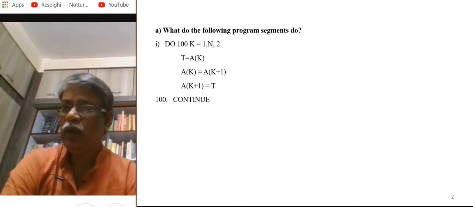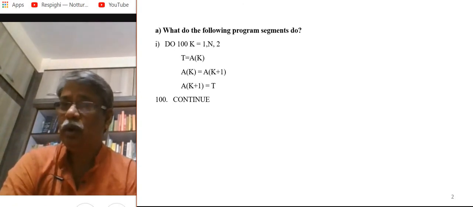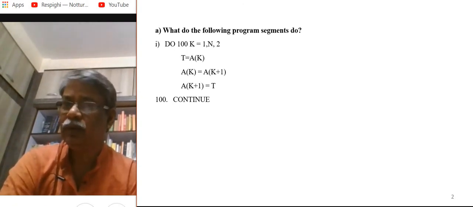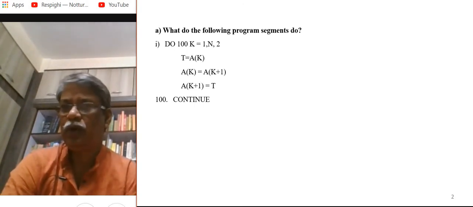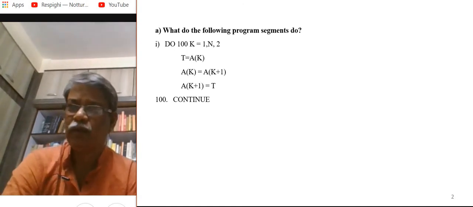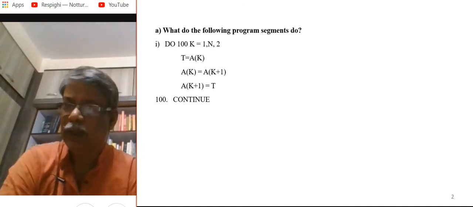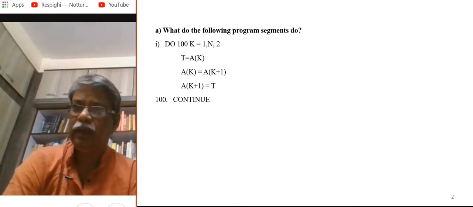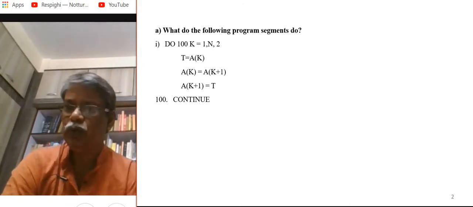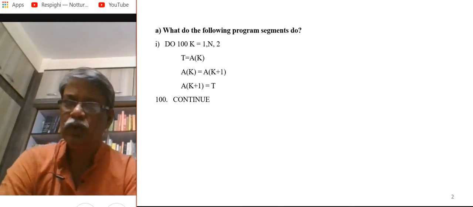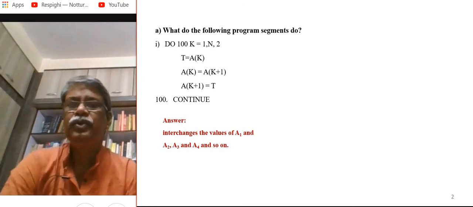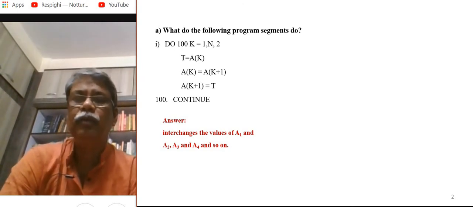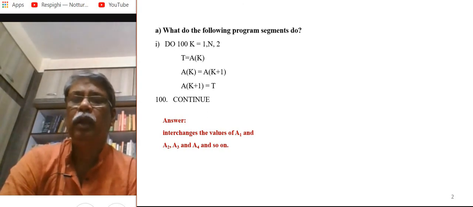Fine. Now it comes to 100 continue and goes back to do 100 k equal to now not 2 but 3, because 1 to n at the interval of 2. So it is now 3, and it does the same thing as it did for 1 and 2. Now it will be doing for 3 and 4. So now you can conclude that the problem is that it goes on exchanging values between 1 and 2, 3 and 4, 5 and 6, and so on up to n. So let us check. Yes, it interchanges the values of a1 and a2, a3 and a4, and so on.